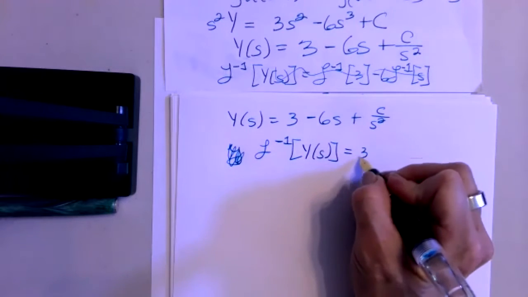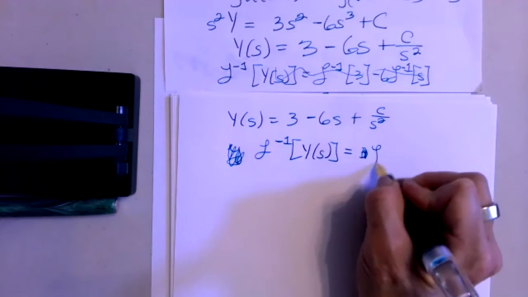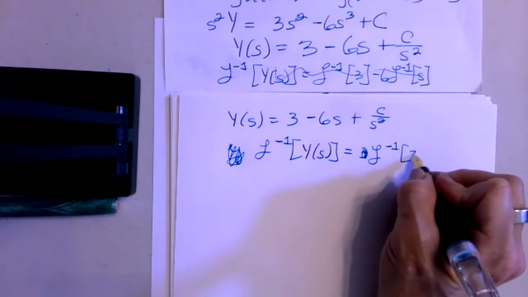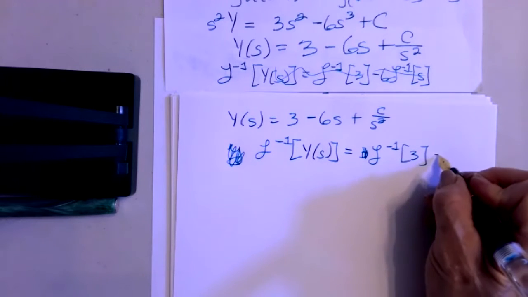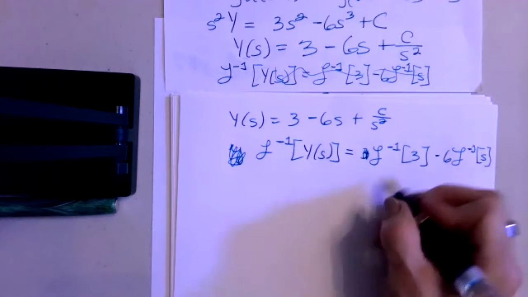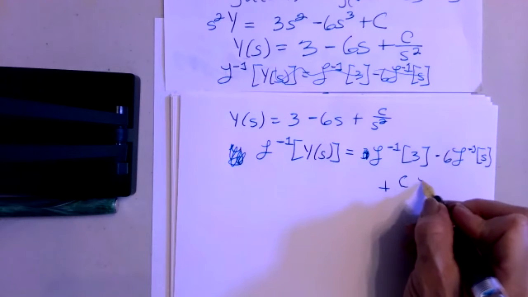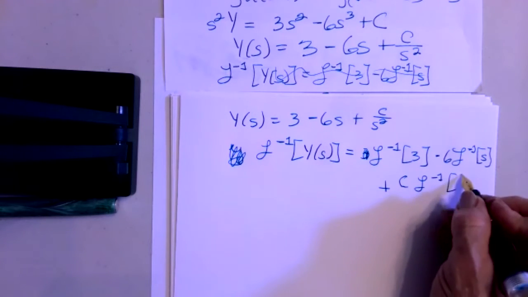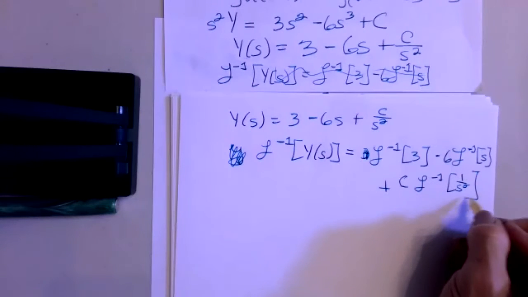So this is 3 times, or the inverse Laplace transform of 3, if you like, or 3 times 1. 1 is the one you look up on the table, minus 6 times the inverse Laplace transform of S, plus C times the inverse Laplace transform of 1 over S squared.